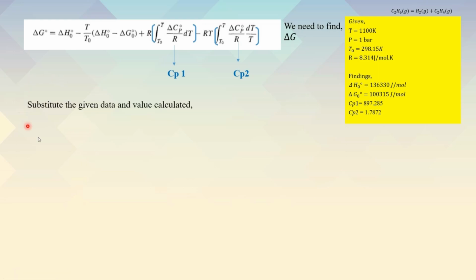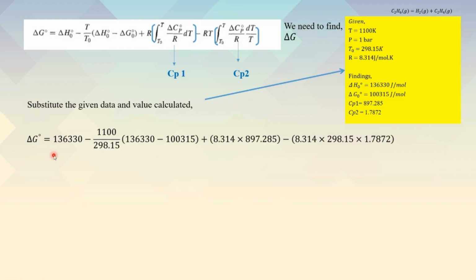So finally, now let's find del G for this reaction. Substitute every given data and value into the formula stated here, and you will get del G. So let's substitute everything. By substituting everything into this equation, we will have del G equal to negative 5428.62.